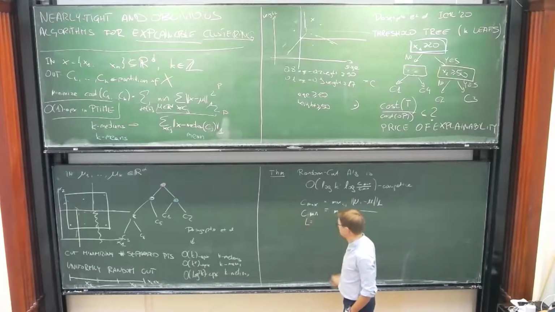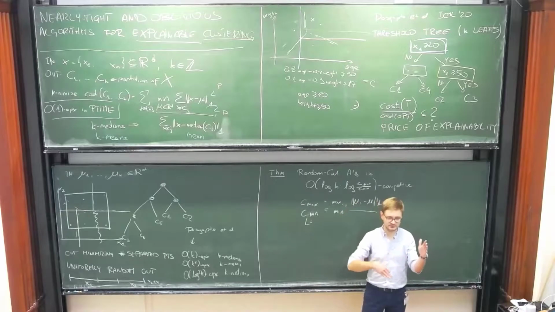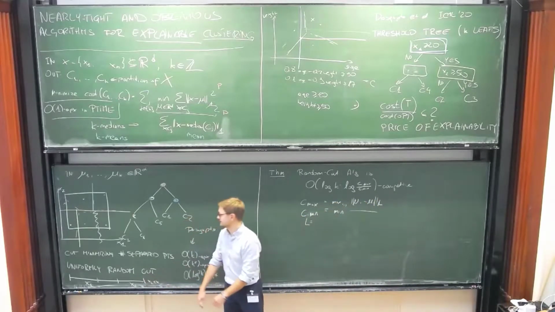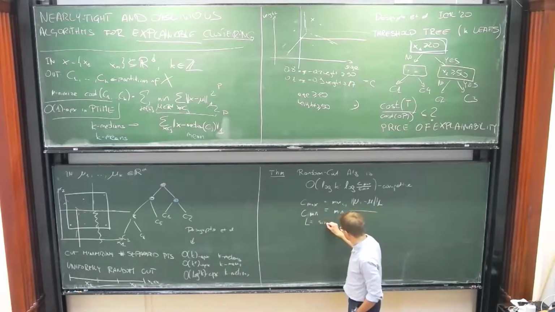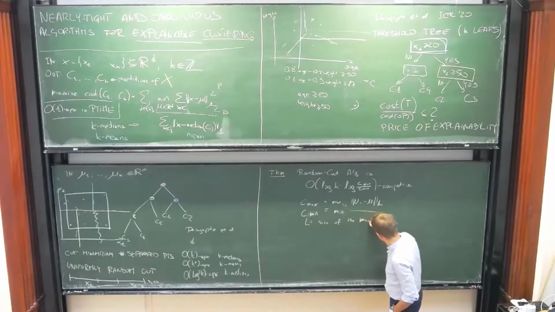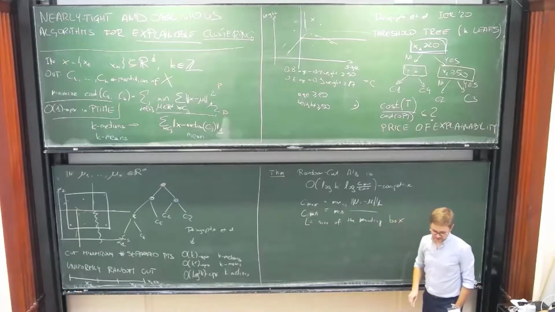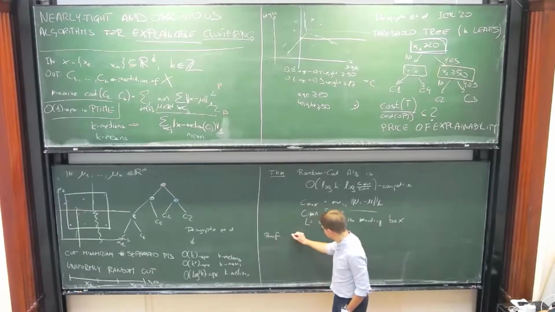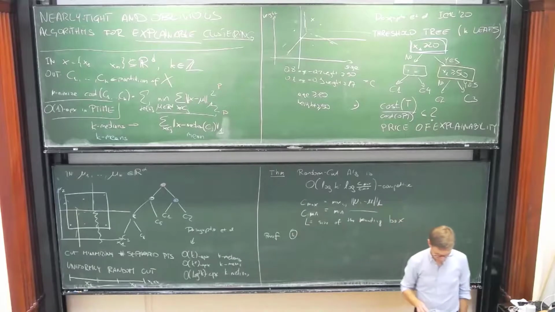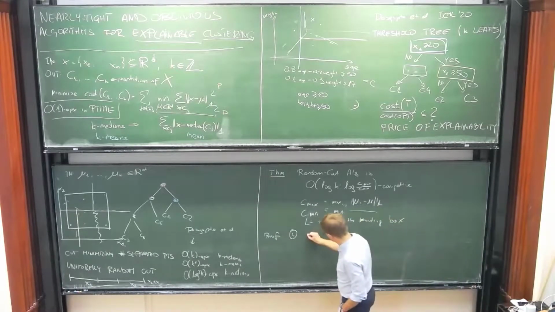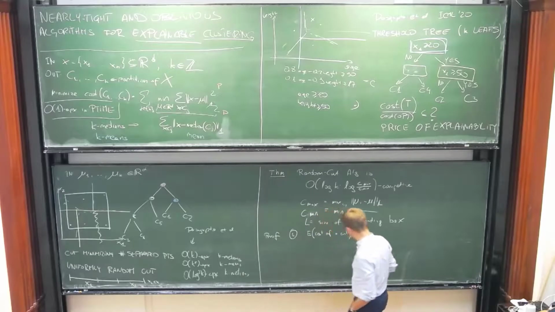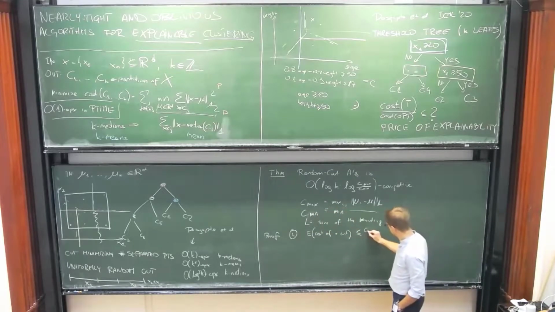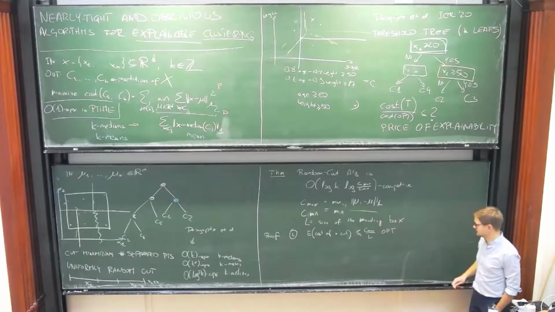So let me define one more thing. Let L denote the total size of the bounding box, the length of this segment. Okay, so the proof is in three easy steps. Step number one: the expected cost of a single cut. This is at most C max divided by L times opt. And there are two ways to see this.